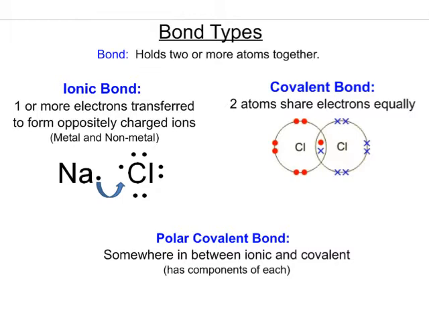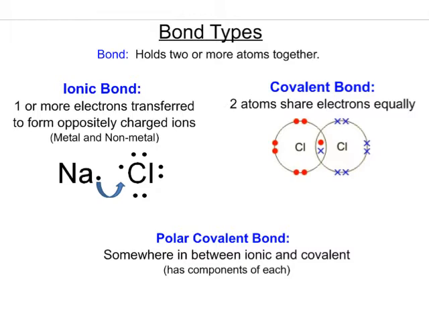It is about bond types. And what is a bond in chemistry? A bond holds two or more atoms together. And here I've listed three types of bonds. We have the ionic bond right here, where one or more electrons are transferred to form oppositely charged ions.